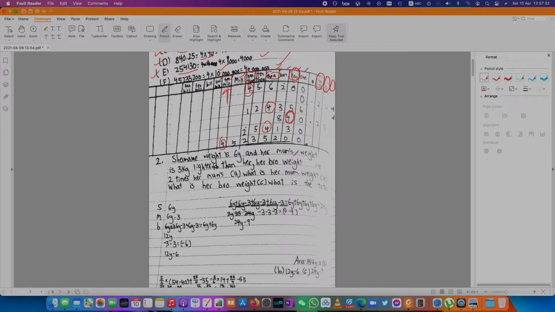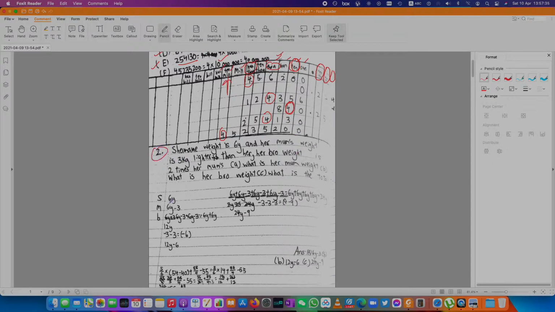All right. Next, this question 2. I have given you this question repeatedly, and so hopefully you should be able to get this question right. Charmaine's weight is 6y, and then mom's weight is 3 kg lighter. Mom's weight is lighter, so that means mom's weight is less, right? So in order to get less, you need to minus. That is the way you look at it, whether you should add or minus. Less means minus.